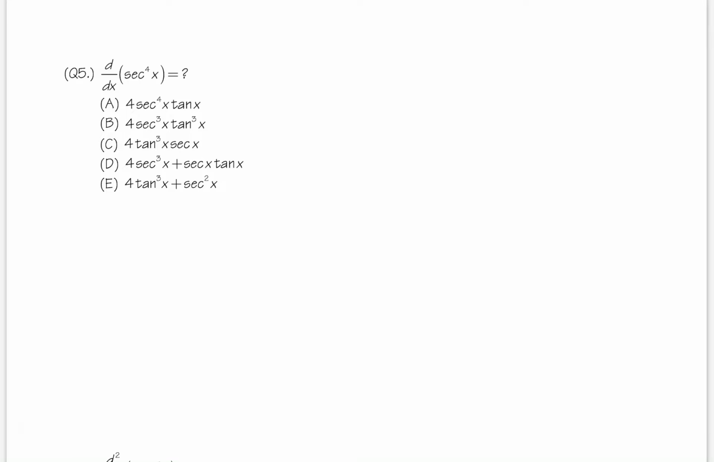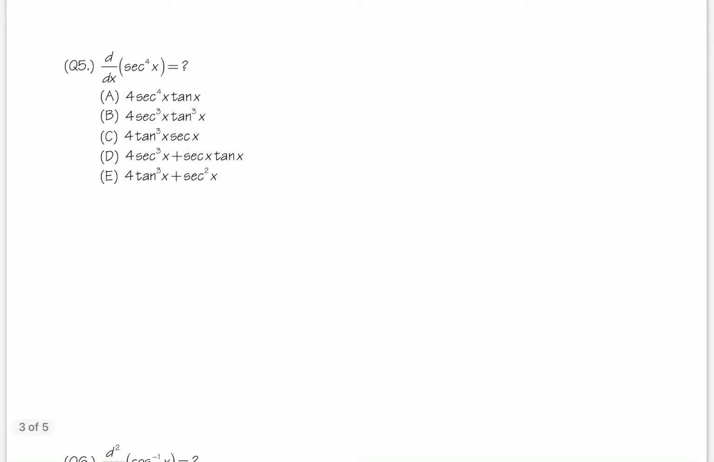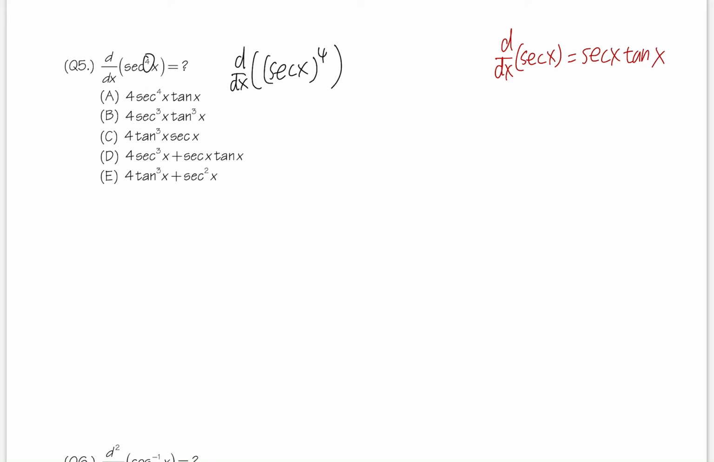Number 5. We'll be taking the derivative of secant to the 4th power of x. Maybe let me just write this down right here for you guys as well, because this is again quite tricky. The derivative of secant x is secant x times tangent x. And this notation is the same as saying we have to take the derivative of secant x inside and then raise to the 4th power on the outside. So make sure that you notice that this little 4 means this thing right here.